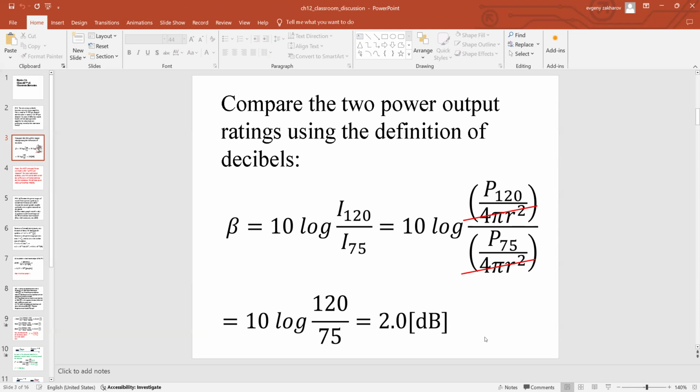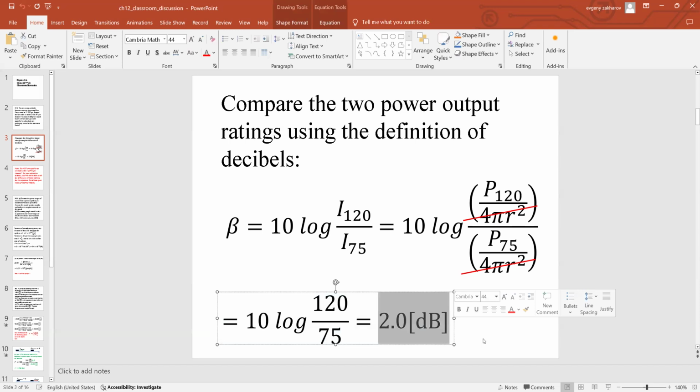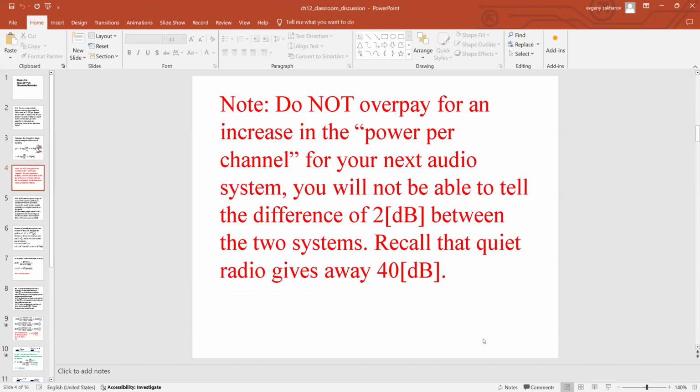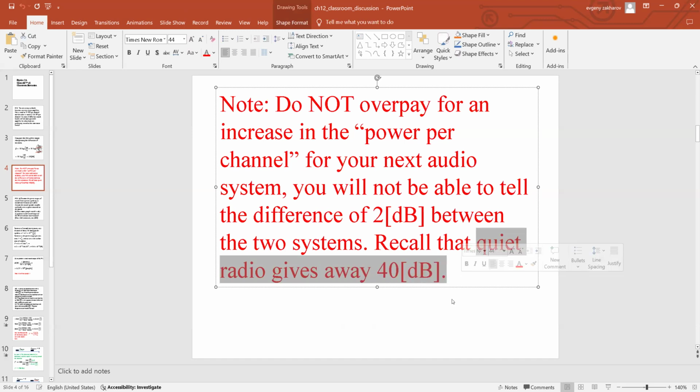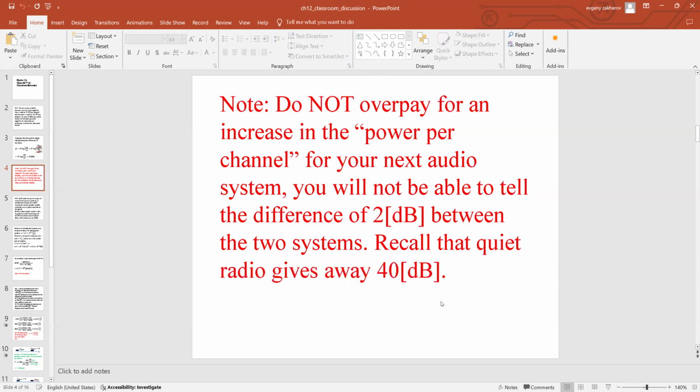jump in the grade of, like, say, from talk to a loud conversation. And honestly, you will never even recognize the difference. The 2 decibels, it's really nothing. Quiet radio gives 40 decibels for you to think of. So if the quiet radio gives you 38 decibels versus 40 decibels, you will never ever hear any differences.